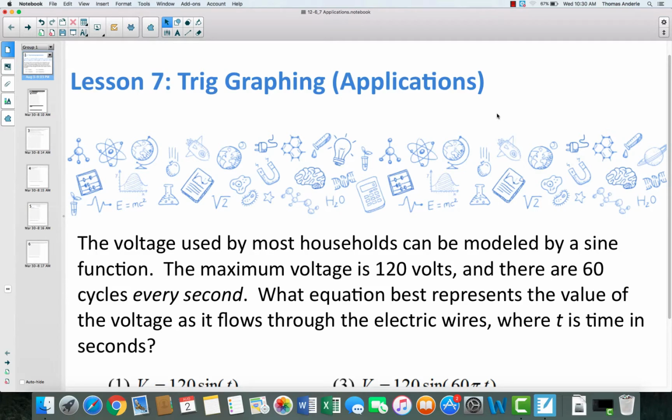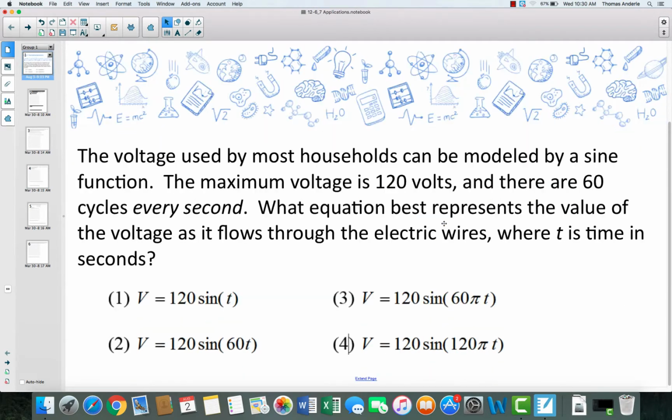This lesson is going to deal with trig applications, so kind of like real world situations. Let's jump into an example here. We have a voltage used by households that can be modeled by a sine function. The maximum voltage is 120 volts, and there are 60 cycles every second. What equation best represents the value of the voltage as it flows through electrical wires, where t is the time in seconds?